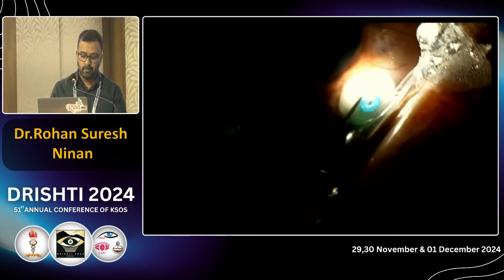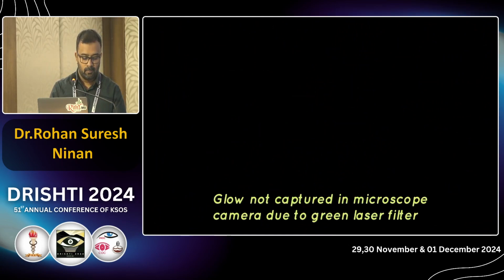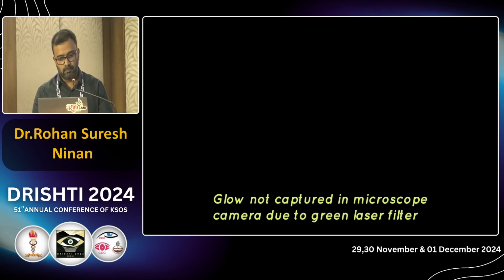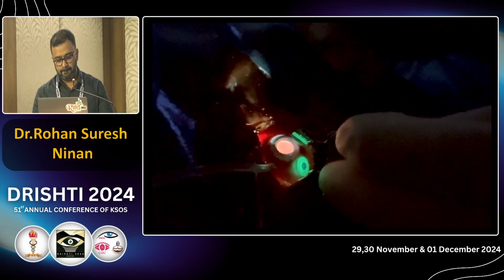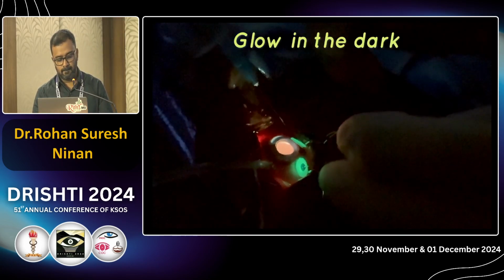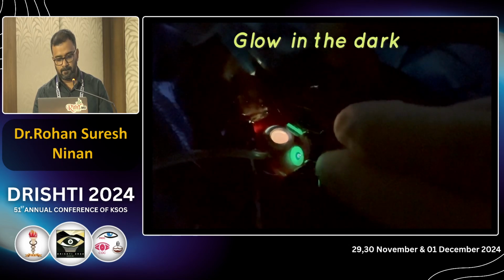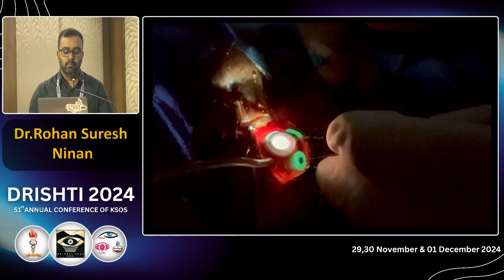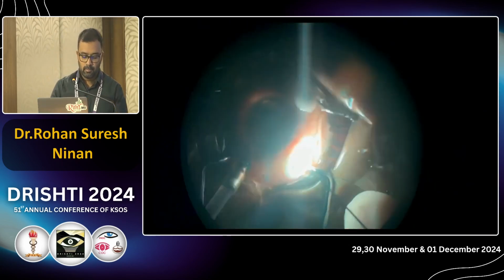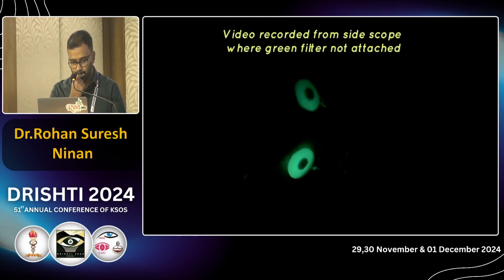If you have a green laser filter, you won't be able to capture the phosphorescence in your microscope camera. Under mesopic or dim room light conditions, we visualize the glow port glowing in the dark. The glow port, with its property of phosphorescence or glow in the dark, helps us in smooth and efficient instrument exchanges during surgery without having to repeatedly switch the microscope light on and off.